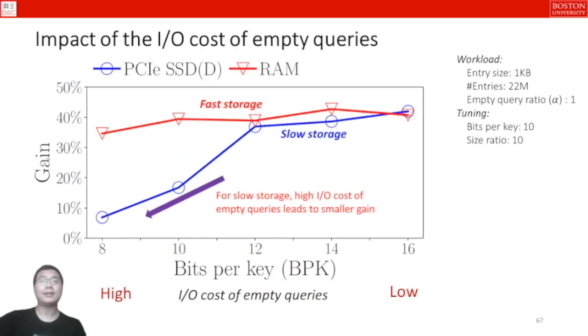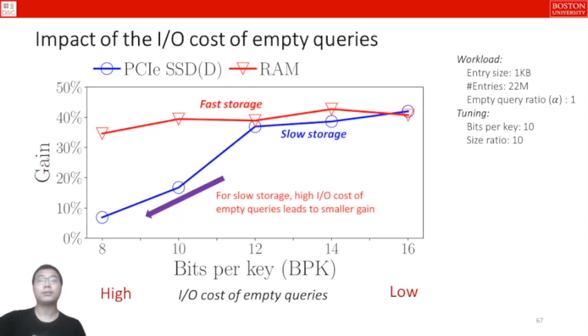Next, we examine the impact of the I/O cost of empty queries. Here, the red curve represents the gain for RAM disk, while the blue curve represents the gain for PCIe SSD device with direct I/O. In this experiment, we vary the bits per key, short as BPK. Smaller bits per key indicate higher FPR and thus higher I/O cost of the empty queries.